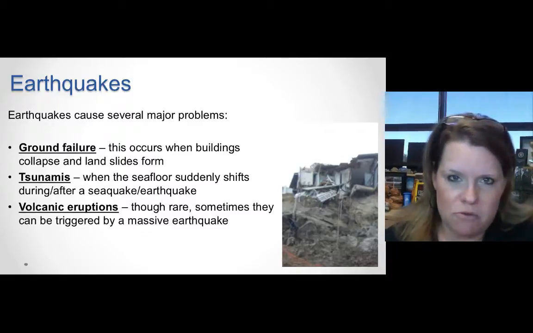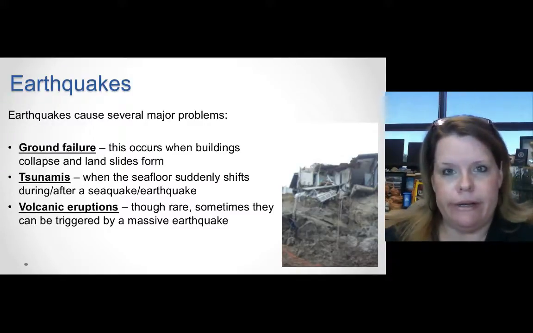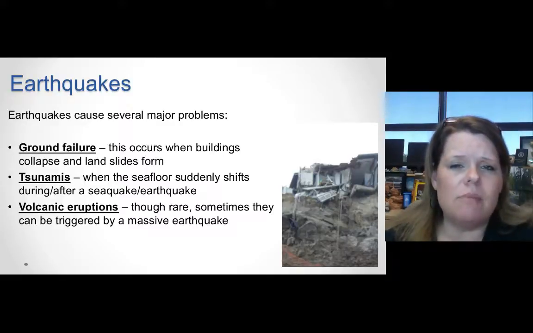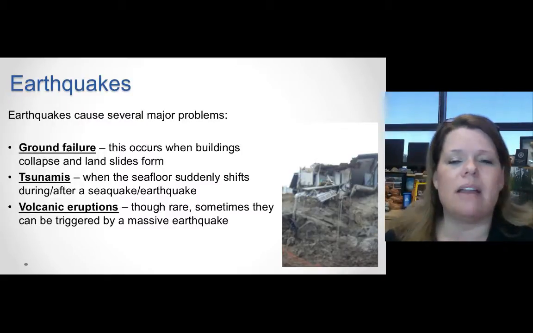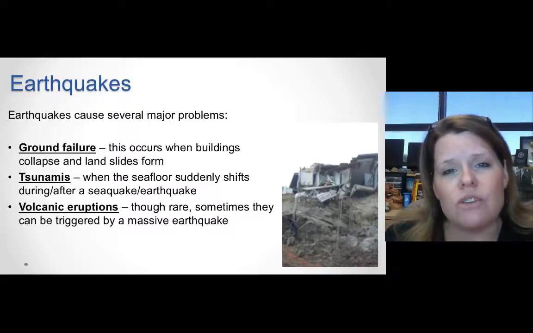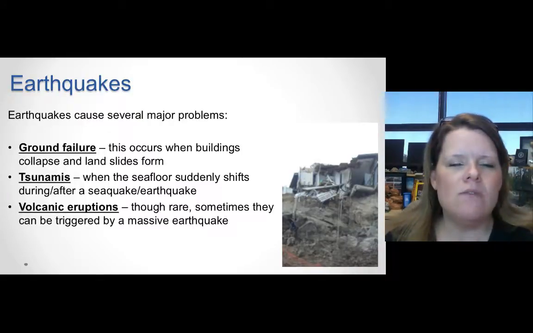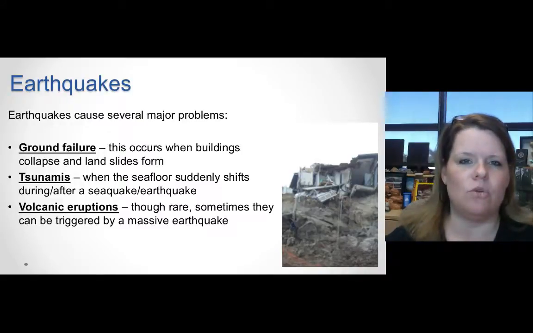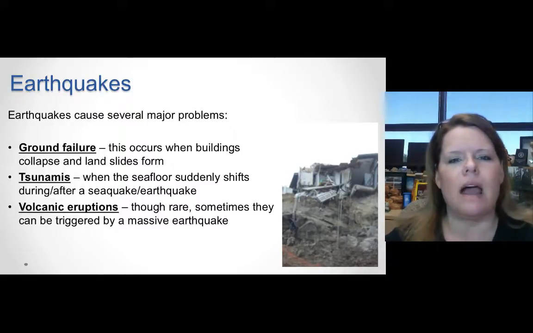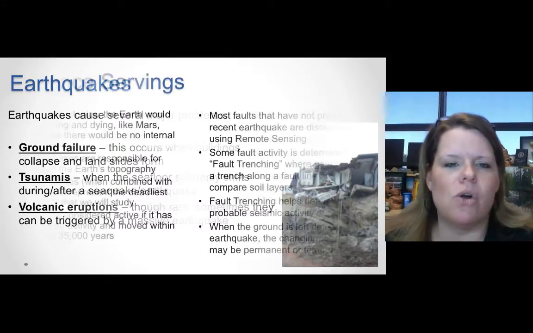Earthquakes cause multiple problems. First one is ground failure. You're like, well, duh, that's a no-brainer, right? Because it shakes buildings and causes landslides and displacement. It can also cause tsunamis, which happen when the seafloor suddenly shifts either up or down because of vertical offset during an earthquake. That can create seismic waves, and it moves the entire profile of that water. Volcanic eruptions can also happen along with earthquakes. While this is rare, sometimes they can be triggered by a massive earthquake that shifts their plumbing and allows for a magmatic event to occur.